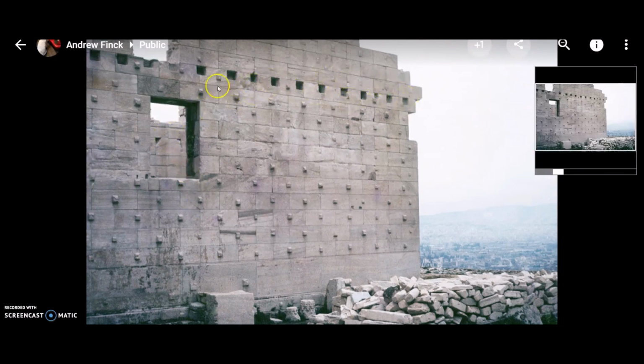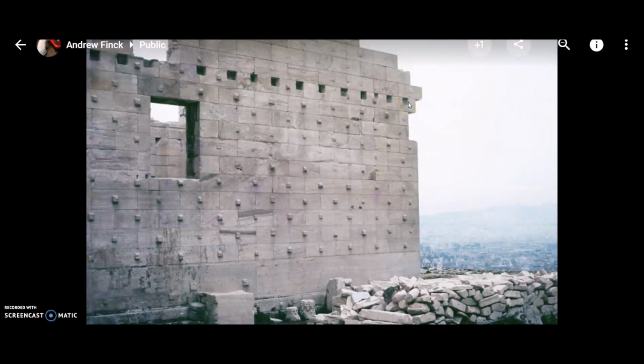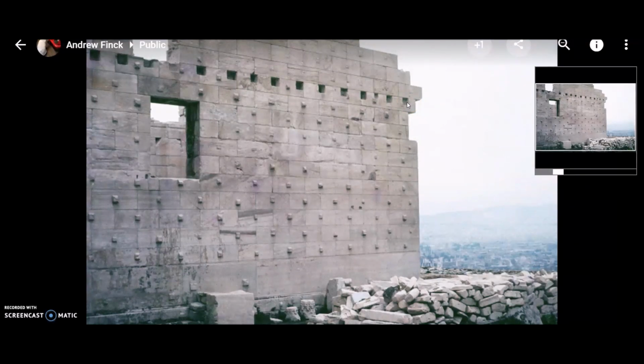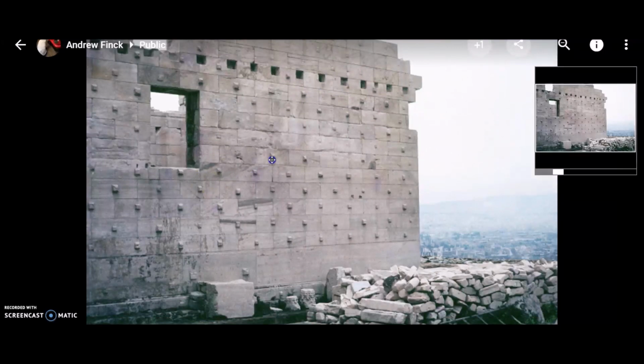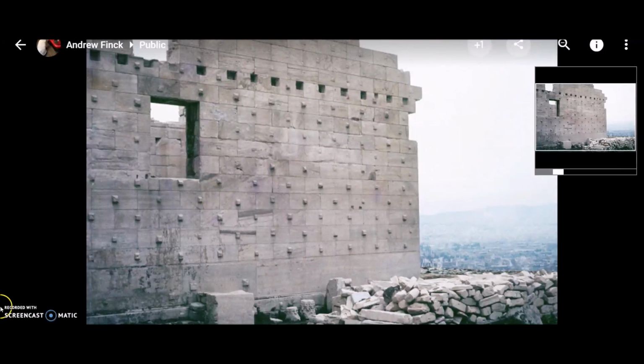Square holes along the top. You want to say that these are for cornices, and I'd be in agreement with you. Just like at the other sites, like Andriaki, we can see that remnants of those cornices still are attached, and if you search through some of the rubble, you may find pieces that would correspond. So very interesting, right?